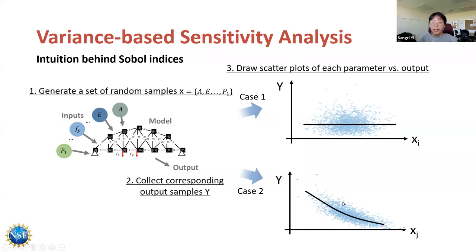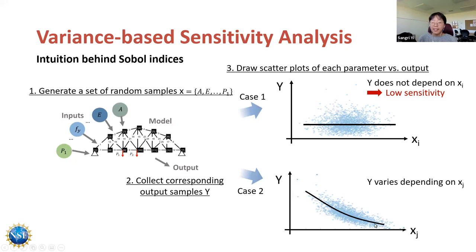Based on this, we can have some intuition on how each variable affects the output. For example, in the first case, we can see that even though xi value changes, the mean of y does not really change much. It's almost constant. And that implies that xi is not really affecting the y values. That means xi is likely to have low sensitivity index.